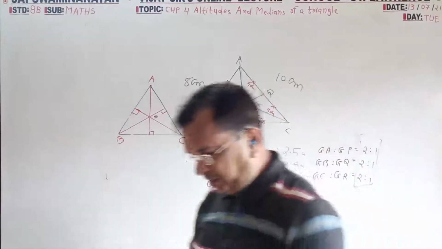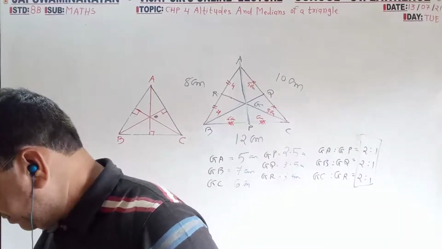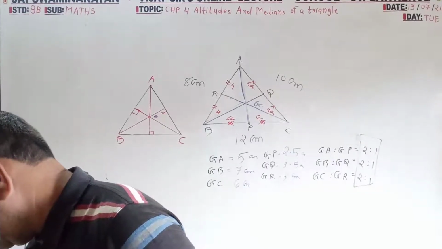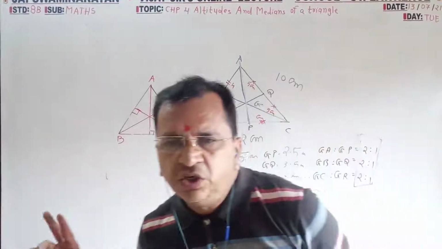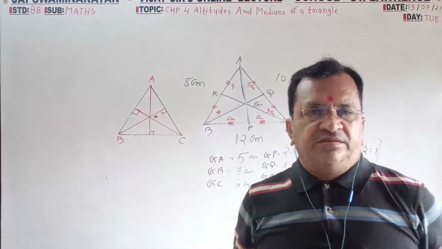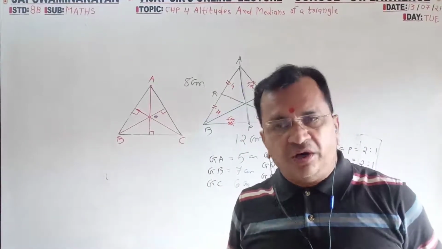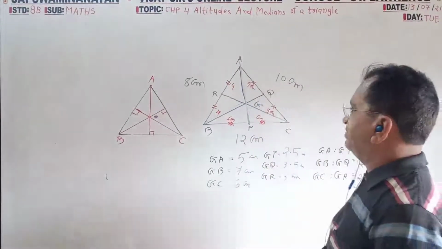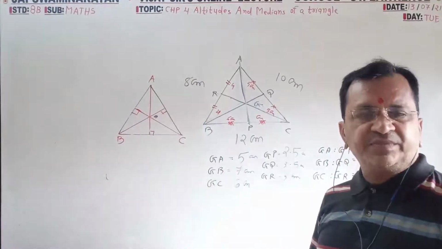So this is the property of the median, that when you draw the median, you will get two parts, and the bigger part is double of the smaller part, or the smaller part is half of the bigger part. Again I am explaining. This is altitude, this is median.